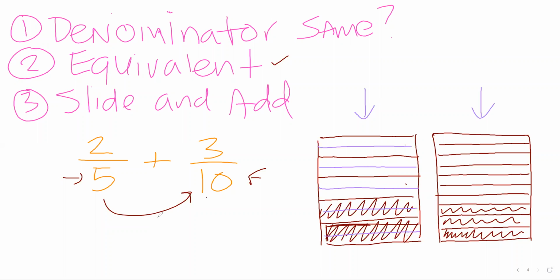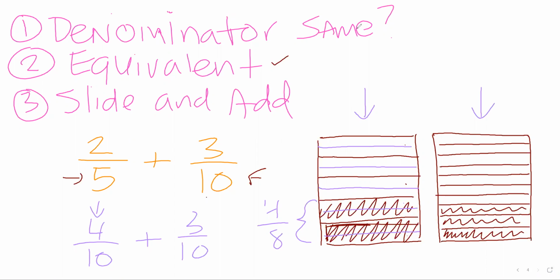And now if I count that, I have 1, 2, 3, 4. This is 4 shaded pieces out of 10. So what I did here is I just made this fraction 4 out of 10. I did an equivalent fraction of 4 out of 10. I don't like how sloppy that looks. Let's fix that. Let's try that again. 4 out of 10. And then this one is still 3 out of 10.